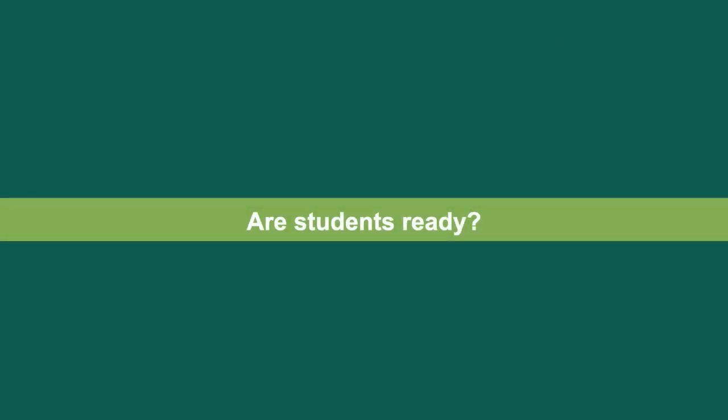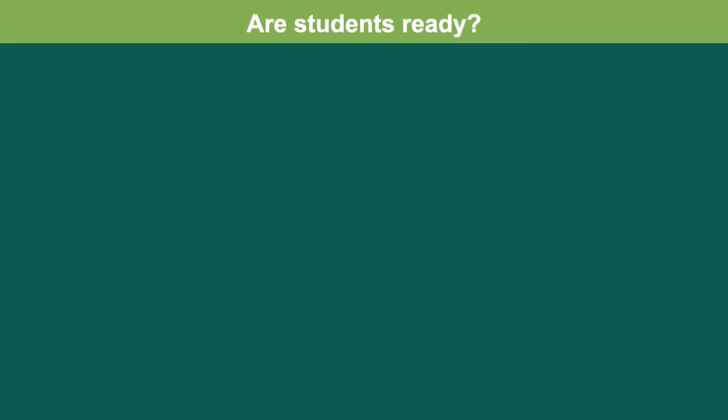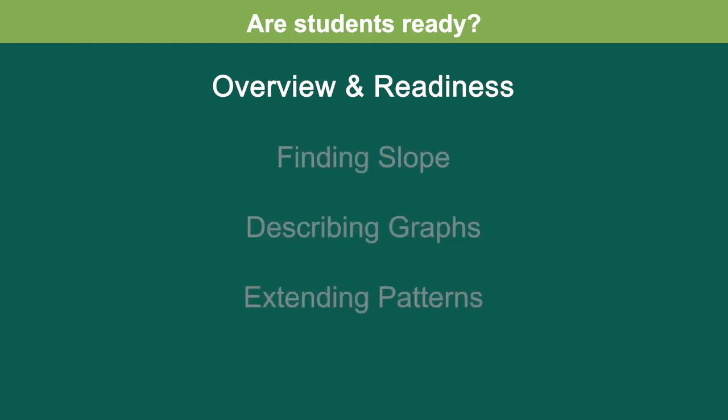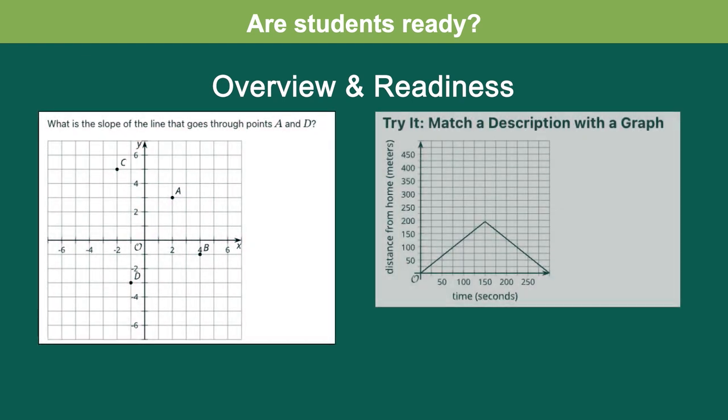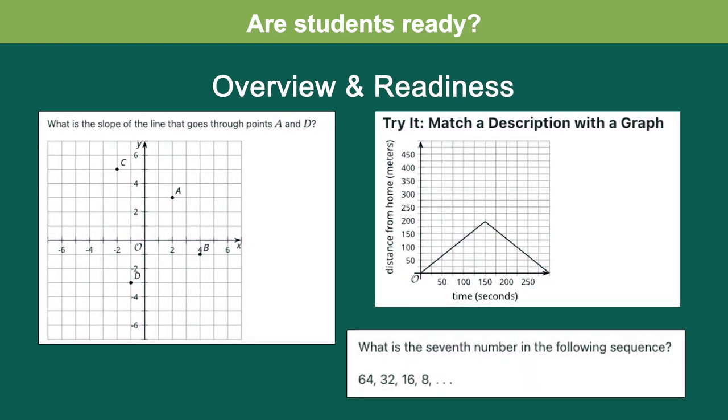But, as we do in every unit, we begin by checking if students are ready. Remember, the overview and readiness lessons pre-assess students' understanding of 3 prerequisite skills. To enter Unit 4, students should already know how to calculate slope, describe graphs, and find patterns that they can extend. Most of the information students should have learned in 8th grade.